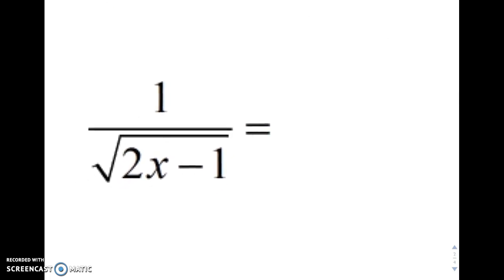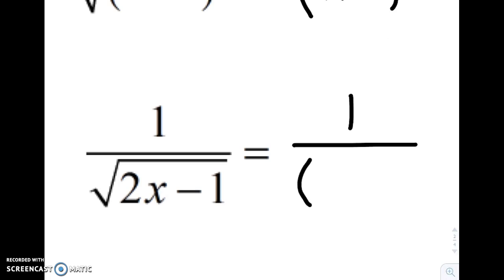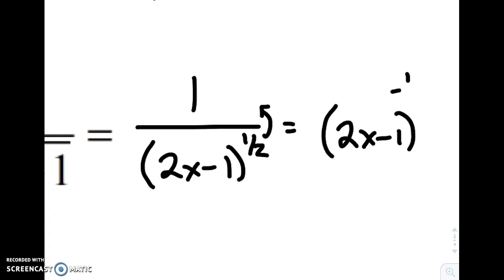Here's another situation where a lot of times it's easier, instead of dealing with a fraction or a quotient, we would want to convert this. Now I would say, all right, this is going to be 1 over the quantity 2x minus 1 to the 1/2. And we can take that one step further. We know that if it's in the denominator, if you move it to the numerator, you're going to change the sign of your exponent. So we can simplify this to (2x minus 1) to the negative 1/2.